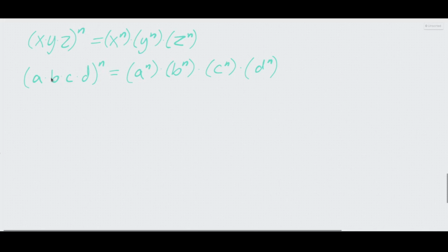And then same thing with 4. If we have 4 variables a, b, c, d, we can do the same thing. We would just have 4. You could do it with 10 or 100 or however many variables you have. If you have all of them multiplied together and then raised to a certain power, you could basically switch the order. You could raise them all to the power first and then multiply them afterwards.